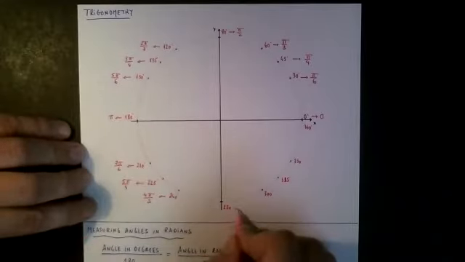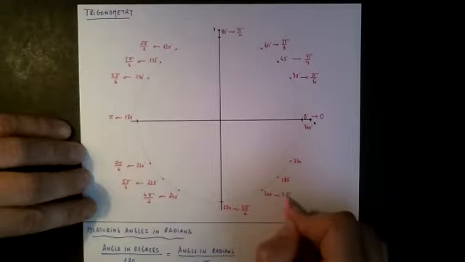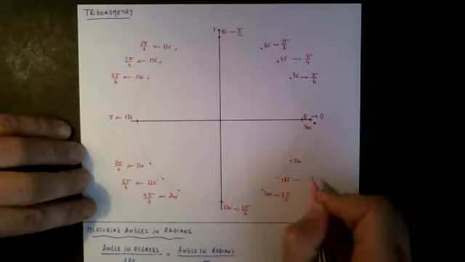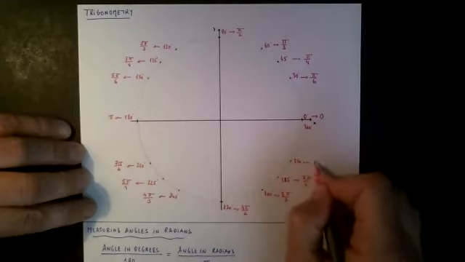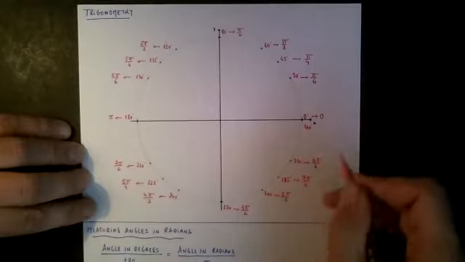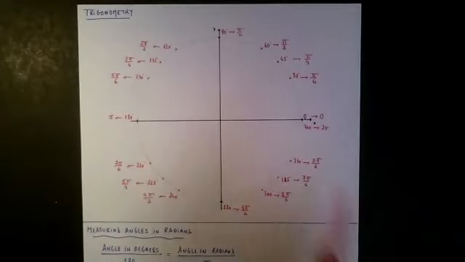240 we just did. 270 is 3 pi over 2. 300 is 5 pi over 3. 315 is 7 pi over 4. 330 is 11 pi over 6. And 360, of course, is 2 pi. Okay, 2 pi, 2 times 180, of course, is 360, pi being 180. Any questions until here? Okay, good.